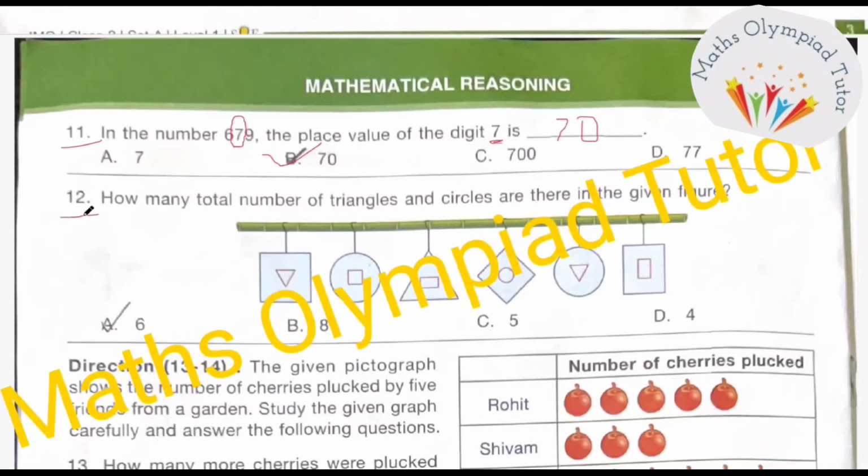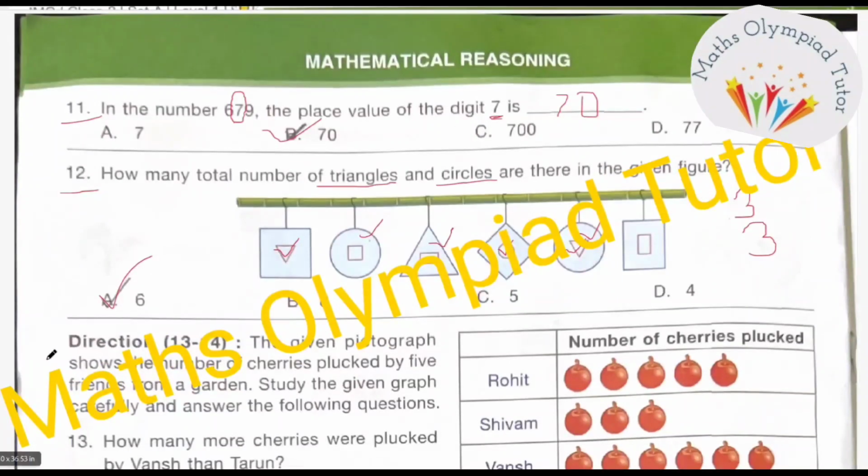Question 12 is how many total number of triangles and circles are there in the given figure? So triangles we have to count: 1, then second 2, 3 triangles. So triangles are 3. Then circles: 1, 2 and 3 circles. So total is 3 plus 3, that is 6. So we should select this.